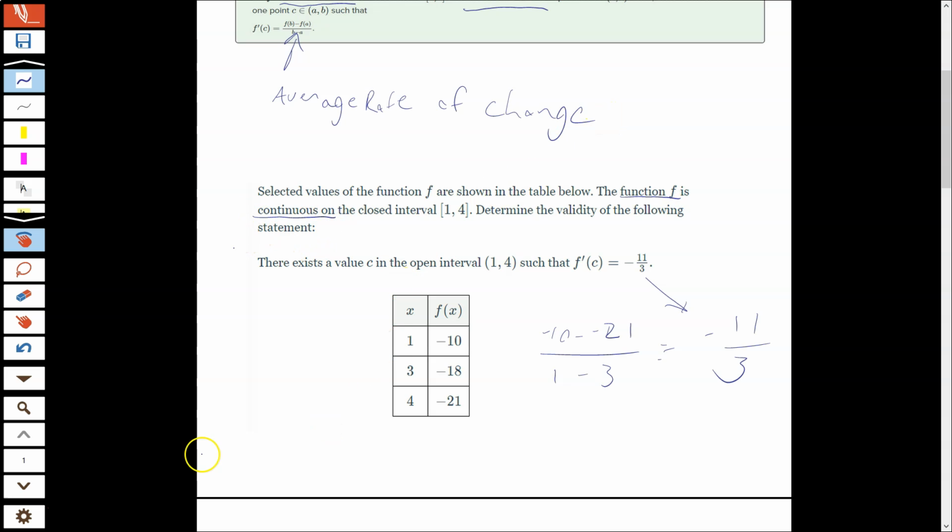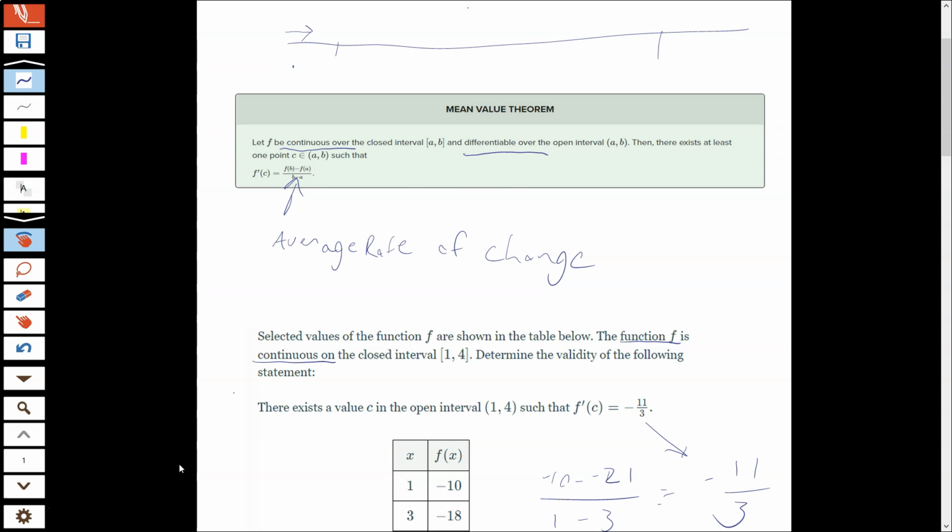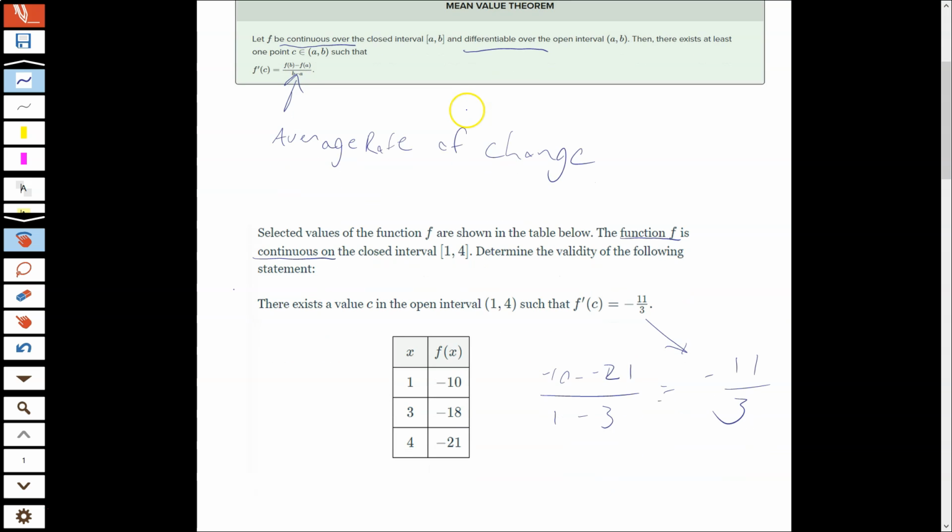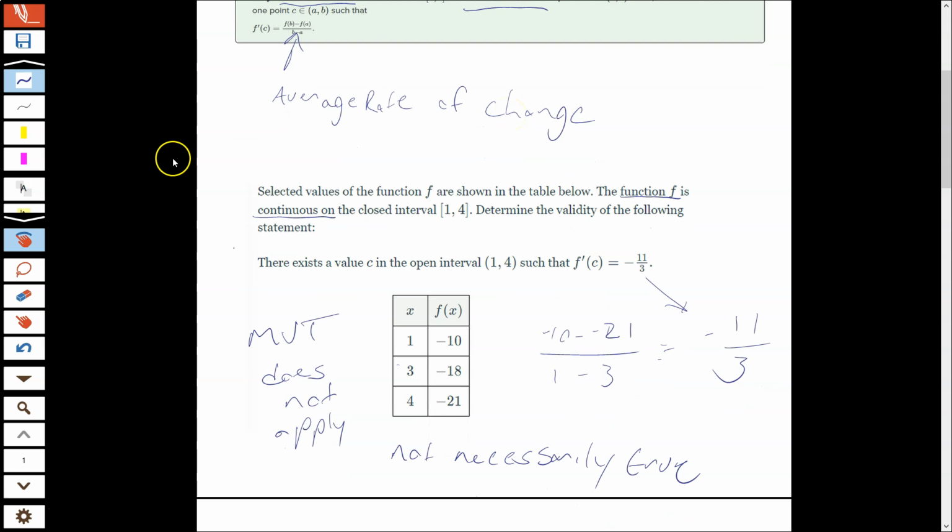However, this particular theorem has two conditions. So continuous and also differentiable. It needs to say that the function is continuous and differentiable in order for the mean value theorem to apply. So here, our theorem does not apply. So this is a not necessarily true. So we don't know. Again, we're checking that both of our hypotheses are satisfied before we use the theorem.